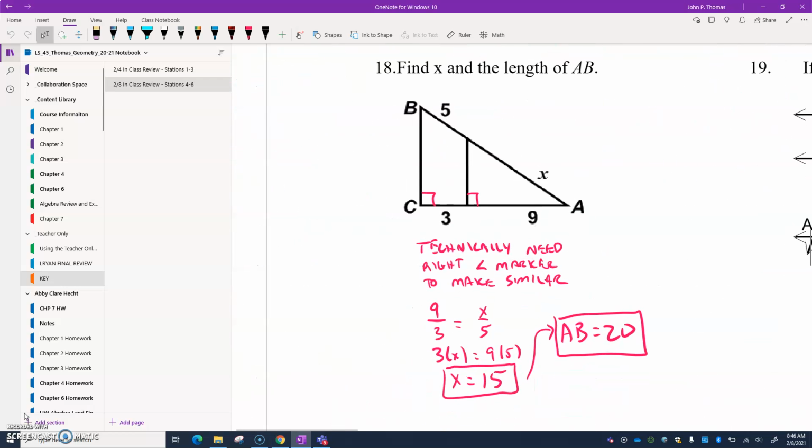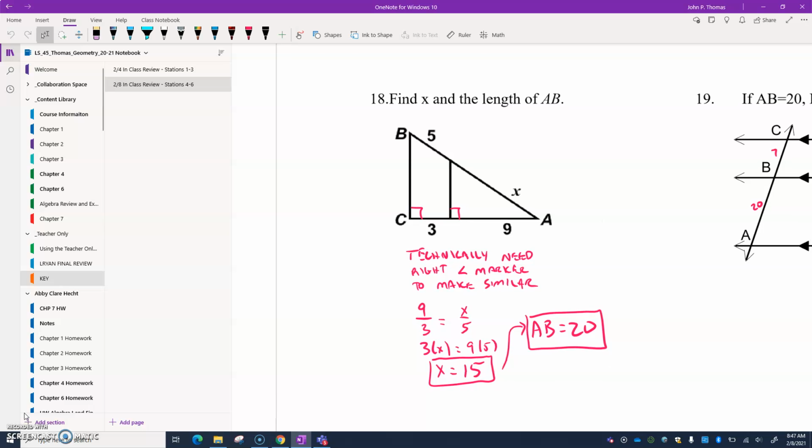Looking at 18. Technically, the way it was drawn, we couldn't get an answer for that one because we didn't have enough information to guarantee that these were similar. Now, if you made the assumption that most people made, which is that C is right and that other angle in there is right, then we can be sure that BC and the segment in the middle are parallel.